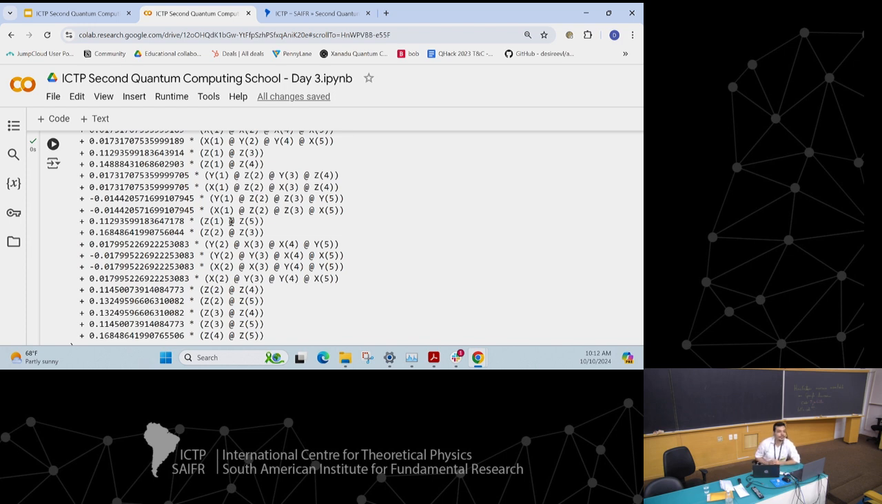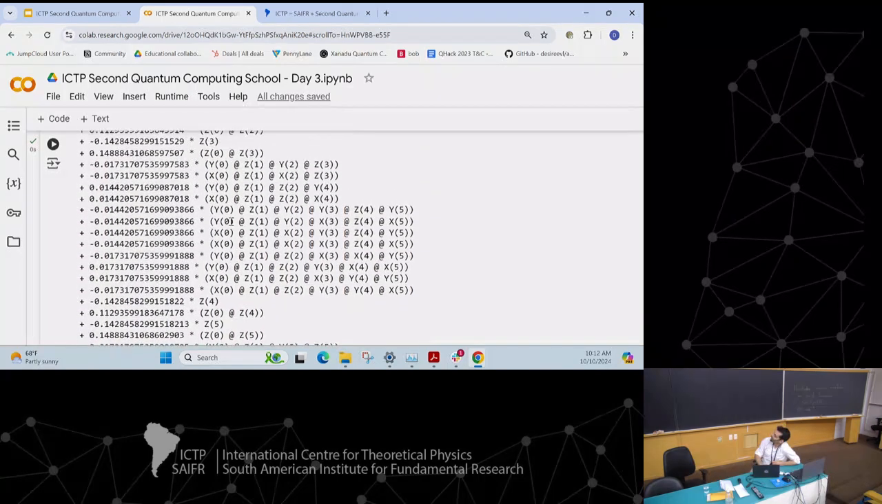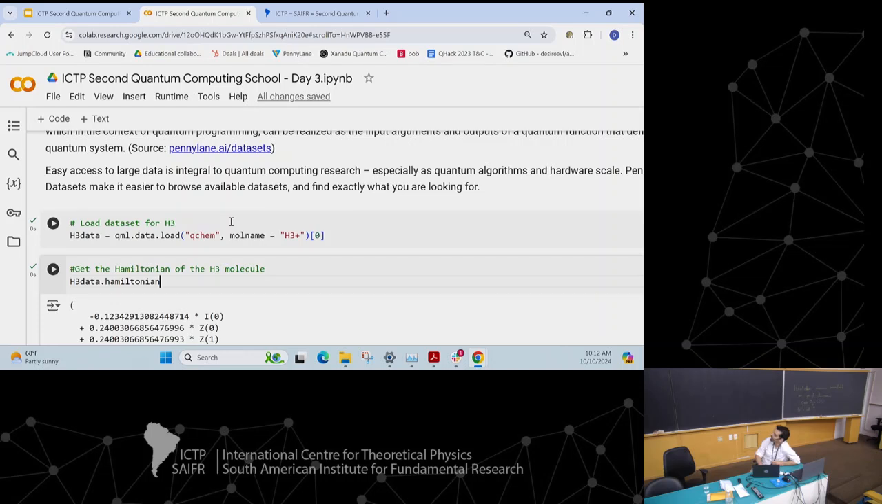Yeah, so I didn't specify the length of the bonds. By default, it takes the equilibrium ones, but you can change its parameters that you have access to.